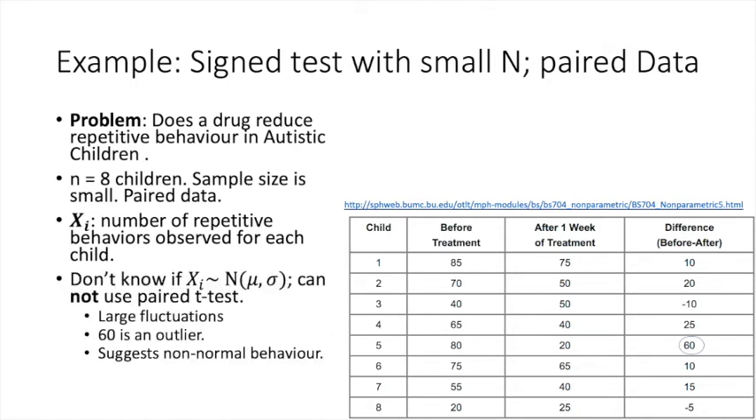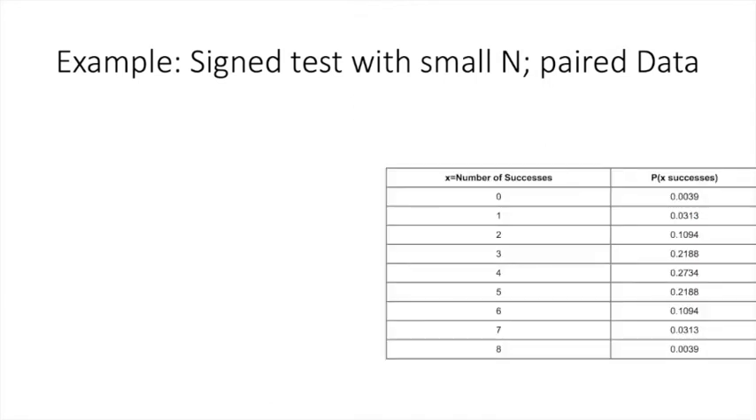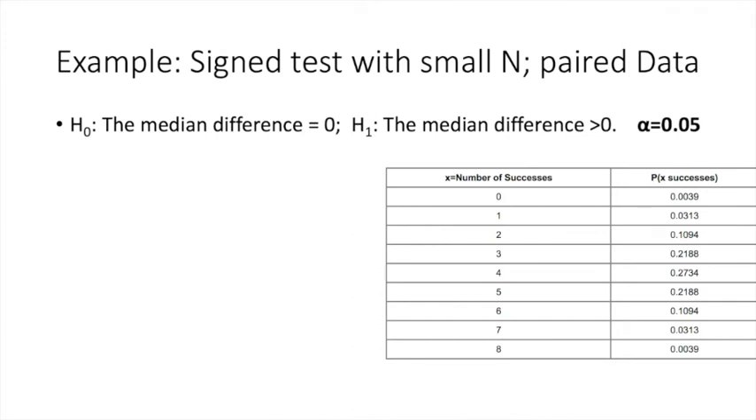We obviously do not know if xi follow a normal distribution, so we cannot use a paired t-test. Also note that there are some large fluctuations in the difference column where 60 is an outlier, and this suggests non-normal behavior. So we employ a signed test and we count how many times the differences are positive, and that equals 6. So the null hypothesis is that the drug makes no difference, so the median of these differences will be 0. The alternative hypothesis is that the drug actually does decrease the repetitive behaviors, and so the median difference must be positive. So a positive difference equals a success.